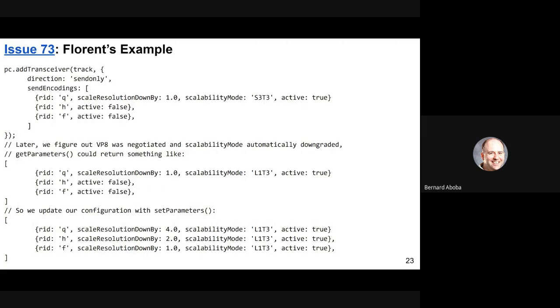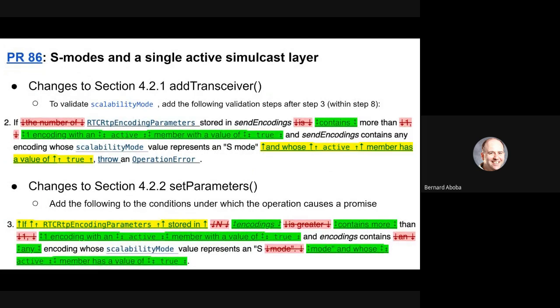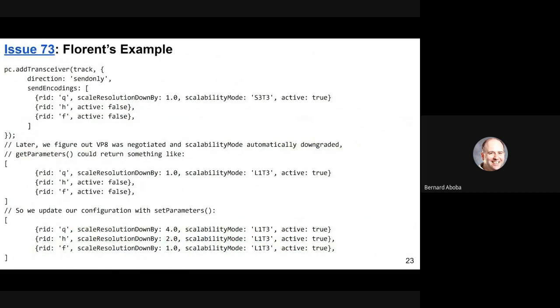So this is a situation where you basically don't know what codec you're going to get, so it's more elegant because you would just do a setParameters and you could recover depending on what codec you got. So basically what this argues for is being able to mix, allow an S mode as long as there's only one active layer.